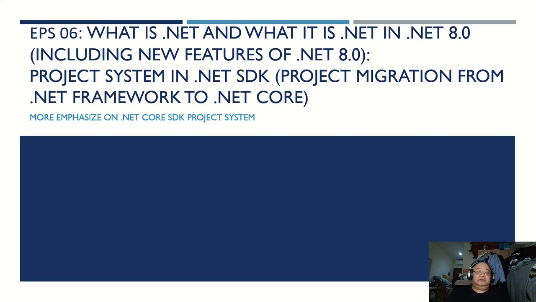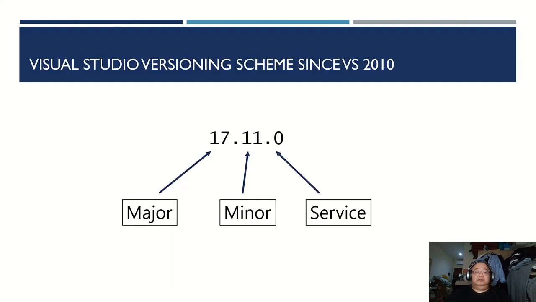Let's start this one: project migration. Just to remind you that last week we had the Visual Studio 17.11 release, and my Visual Studio is now 17.11.0, the latest version of 2022. 17 is the major, 11 is the minor, and 0 is the service, or you can also say the patch, which contains all of the necessary fixes, but in the scope of Visual Studio, not in the scope of .NET itself, or maybe some other dependencies and so on.